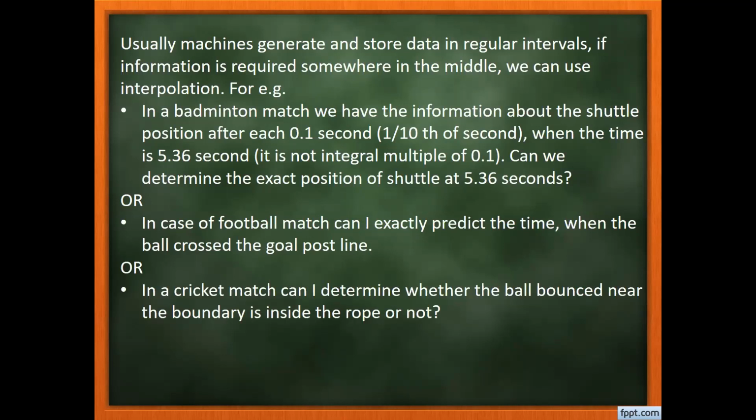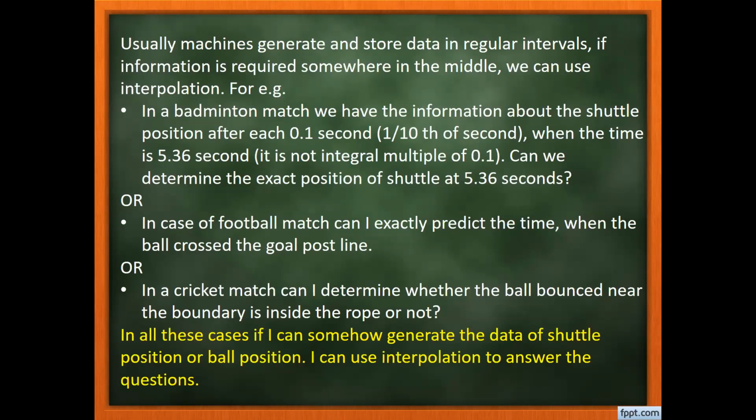Or similarly, in a cricket match, can I determine whether the ball bounced near the boundary is inside the rope or not? Definitely, I need to develop a polynomial for the height of the ball. And when a ball bounced at the boundary, this means that height should be equal to 0. So in this case, when the height is equal to 0, I can develop a polynomial, put it equal to 0, and then I can calculate what was the time when it comes to 0, or what was the value of the variable x when it comes to 0. So I can then analyze that information to determine whether it bounced inside the rope or not. So in all these problems, we can take the help from interpolation to solve.